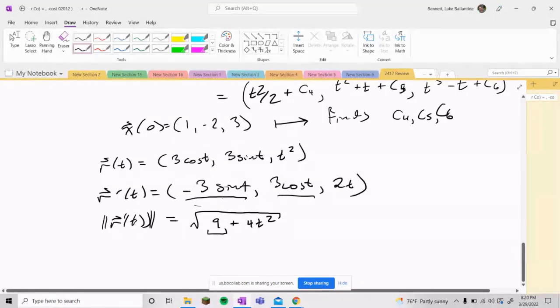Because this is like 9 cosine squared, and then this is like 9 sine squared. And you can factor out the 9, and then we know sine squared plus cosine squared is 1. And then we add this, which is just the square of this. 2t squared is 4t squared. So this is the speed. This is velocity.